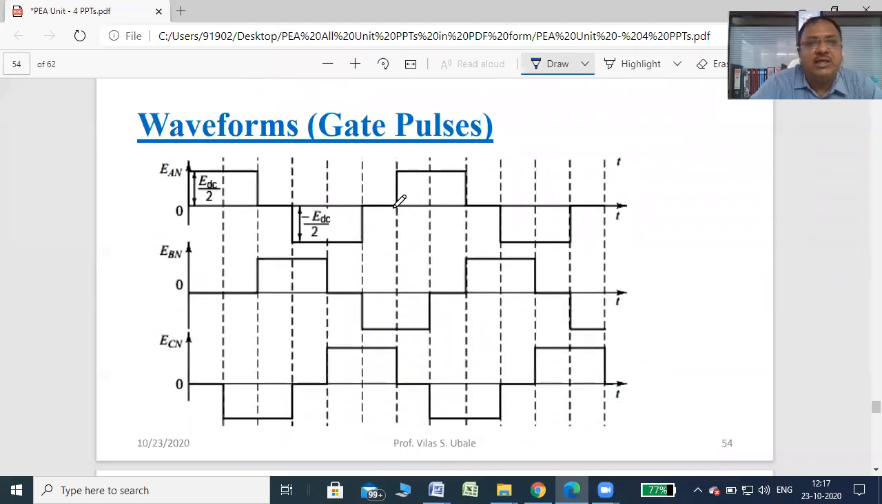Then these are actually the line voltages. By mistake, I just copied from the same. So this is the line voltage. EAN, EBN, and ECN. So you can check here.